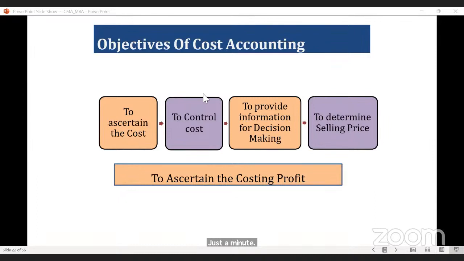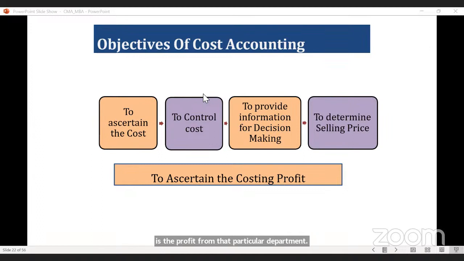So the third is to provide the information for decision making. And the next one is to determine the selling price. We have already taken this particular example. Whenever we are going to determine the selling price of a particular product, first we must know the cost price. Otherwise, we may not be able to determine or fix the selling price. And finally, we need to know the costing profit. Whenever we know the cost of a particular product or department, by taking all those costs, we must be able to know the profit from that particular department, unit, or cost center.